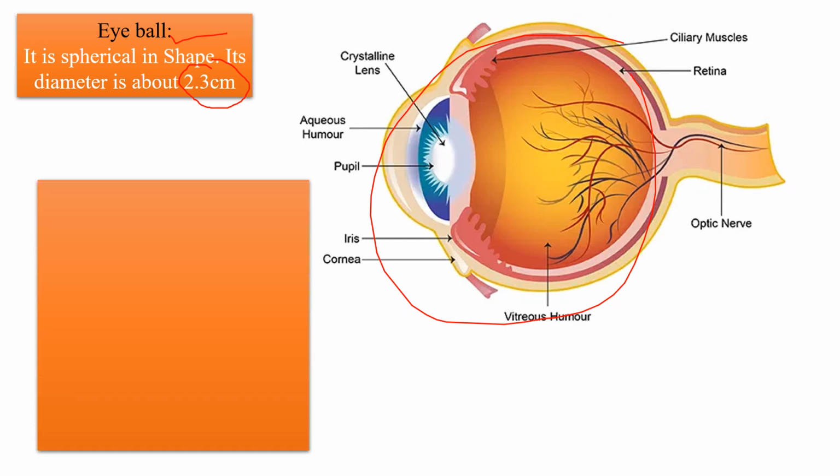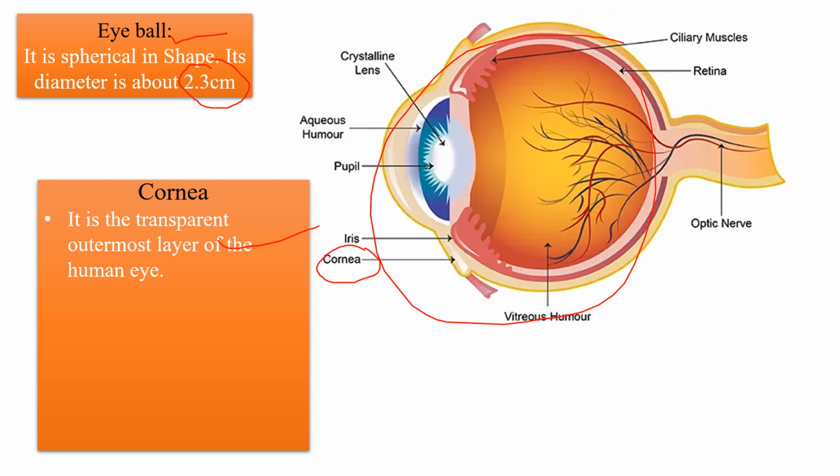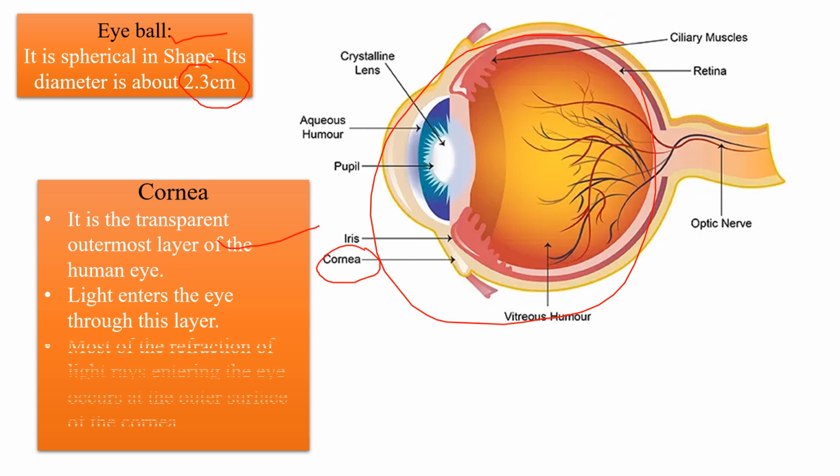Now next we'll talk about the cornea. Okay, what is the function of cornea? It is the transparent outermost layer of the human eye. Light enters the eye through this layer. Most of the refraction of light rays entering the eye occurs at the outer surface of the cornea.